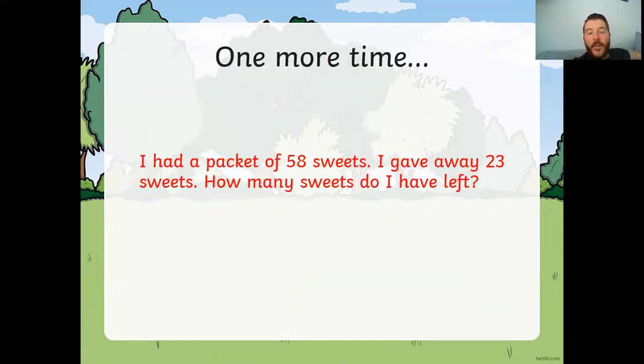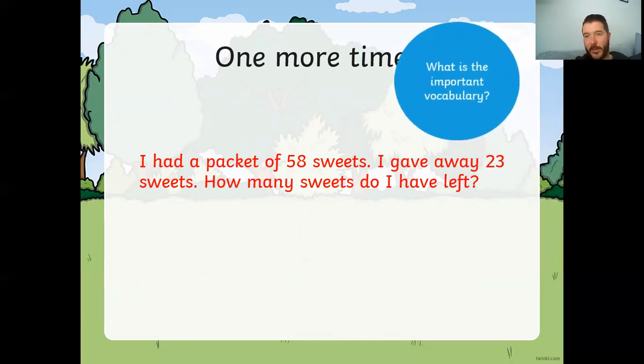I had a packet of 58 sweets. I gave away 23 sweets. How many sweets do I have left? What's the important vocabulary there? Have a think. I had a packet of 58 sweets. I gave away 23 sweets. How many sweets do I have left? Gave away and left. So gave away is another word like we talked about before for lost, isn't it? And left means how many have you still got after you've taken away the other part.